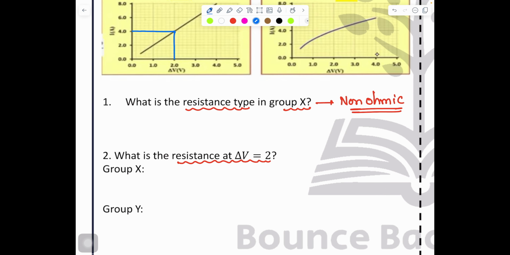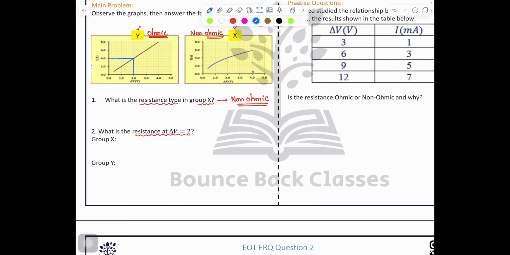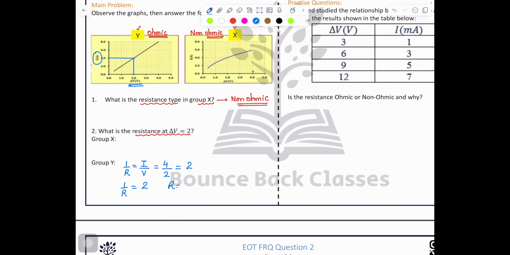First we solve the Y part, then we will solve the X part. We know as per the graph, 1 over R, because here is current I, here is voltage V, 1 over R is equal to I over V. What is the I here? 4 divided by voltage 2. Can I solve this? This will get 2. So 1 over R is equal to 2. Flip this. R is equal to 1 over 2, which is equal to 0.5 ohm. Clear? This is the value of resistance.